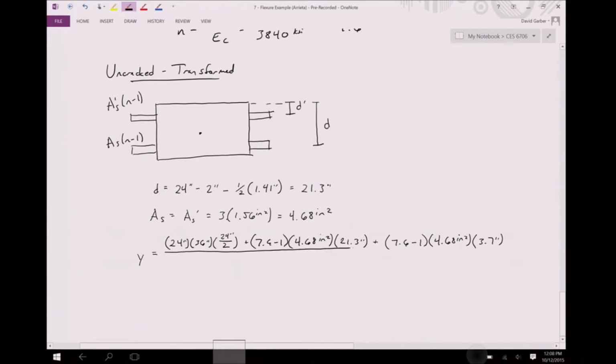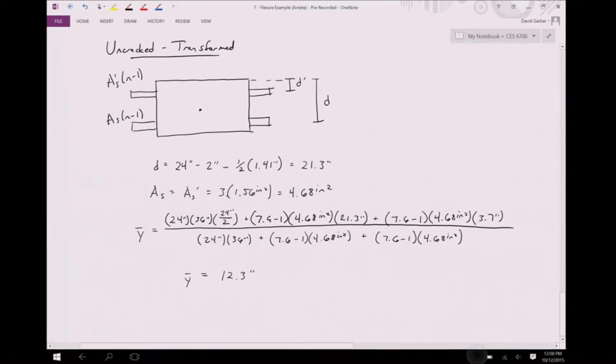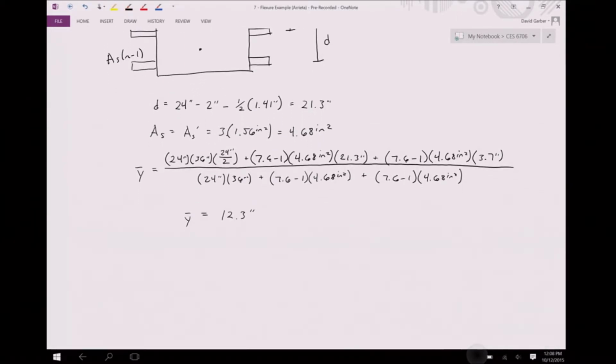And we take all this divided by just our areas. So 24 times 36 plus 7.6 minus 1 times 4.68 plus 7.6 minus 1 times 4.68. And we'll find our y to be equal to 12.3 inches. So next we can find our uncracked moment.